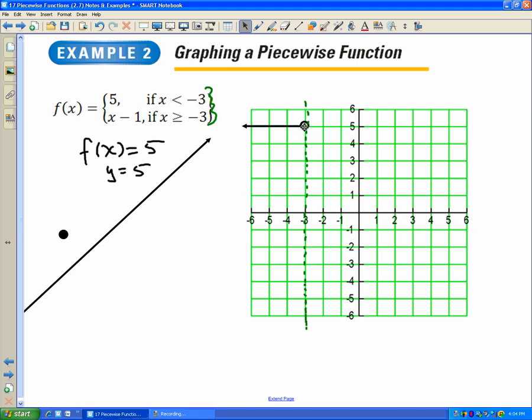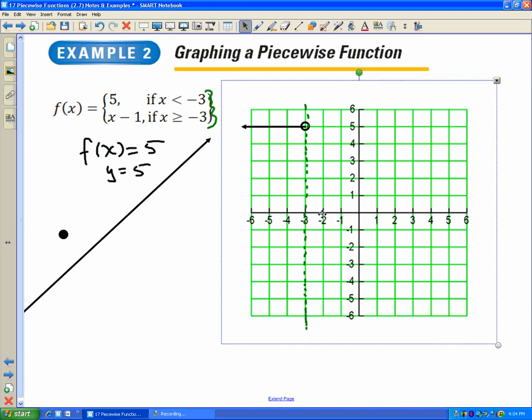So I know that I go up to negative 3, but I don't include negative 3 itself. There we go. Negative 3 is not up here at 5. Negative 3 is down here where x is greater than or equal to negative 3. Well, then I have x minus 1. So when I'm over here to the right of negative 3, my function is f of x is equal to x minus 1, or as we've always said, y is equal to x minus 1.